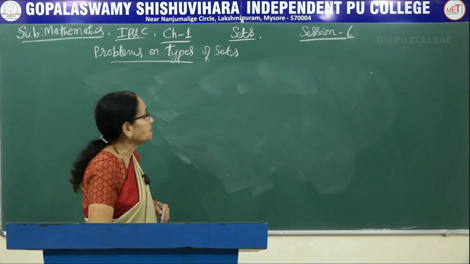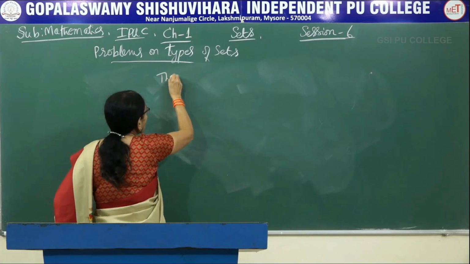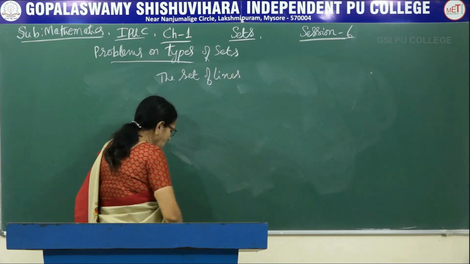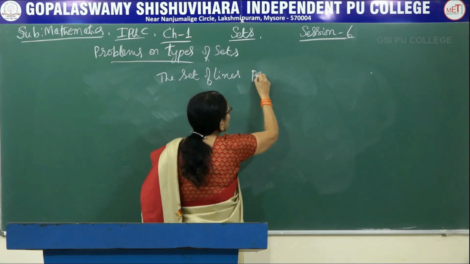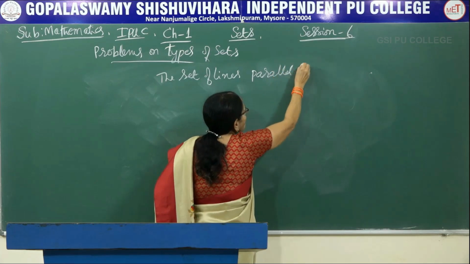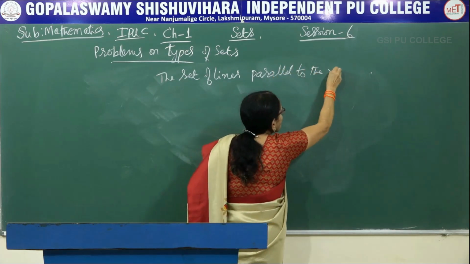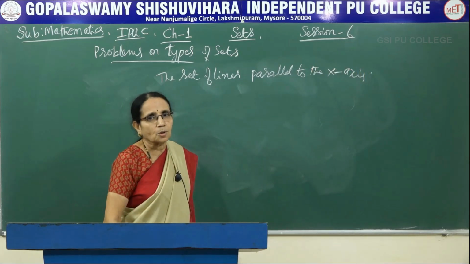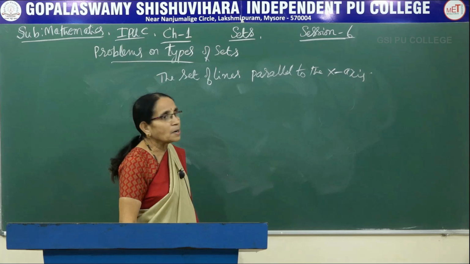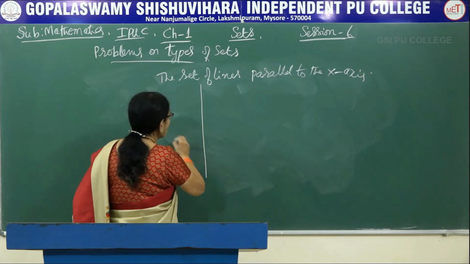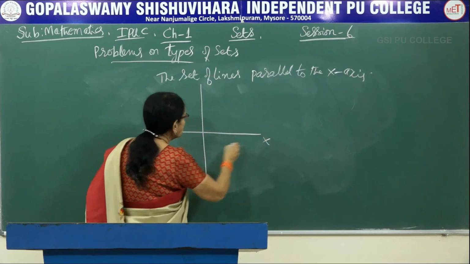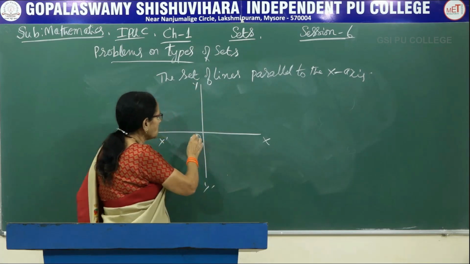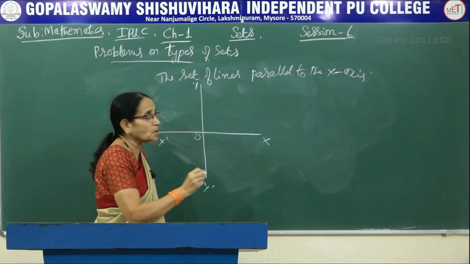Next is the set of lines. The set of lines parallel to the x-axis, or it can be given parallel to the y-axis also. Let me draw this one. Now this is the x-axis, this is the y-axis. This is the origin, isn't it? Now the set of lines parallel to the x-axis.